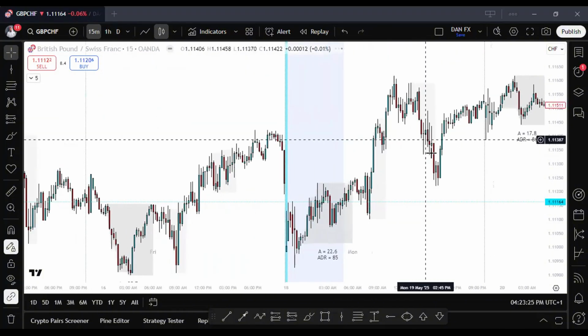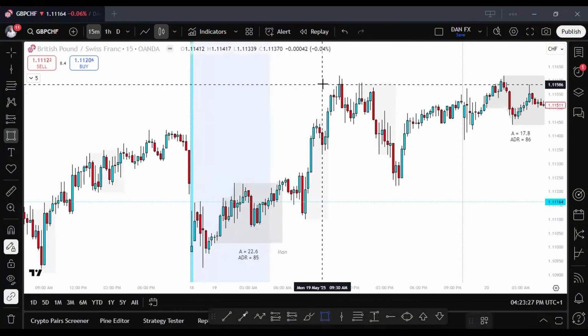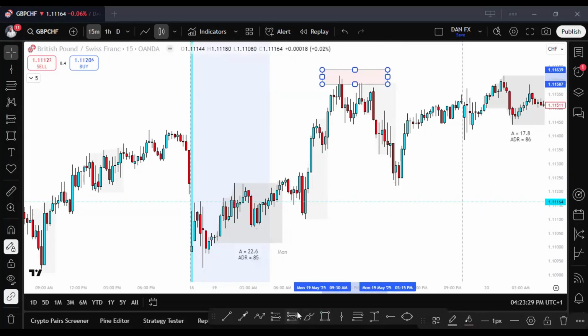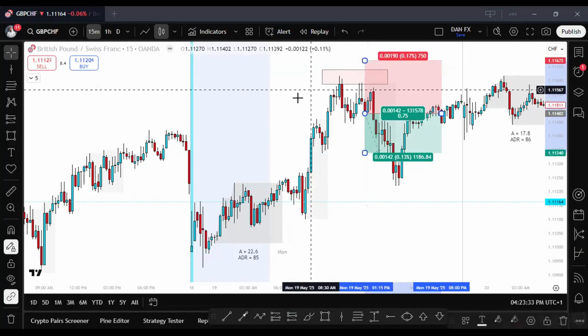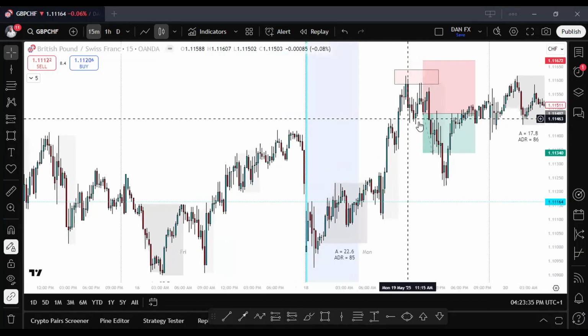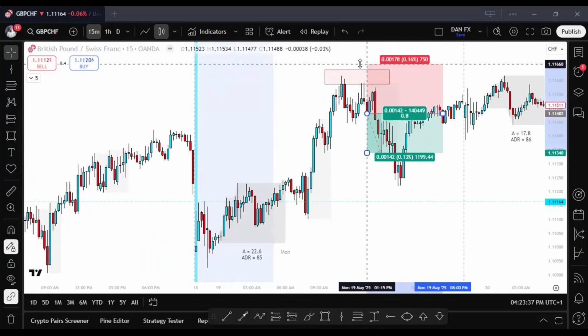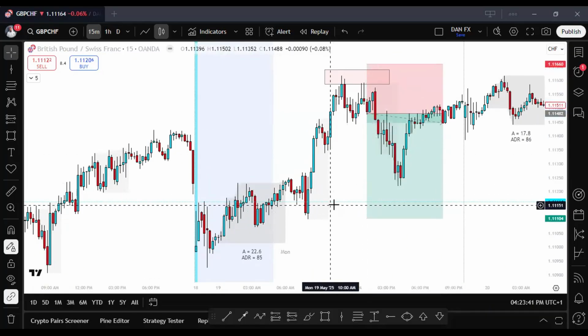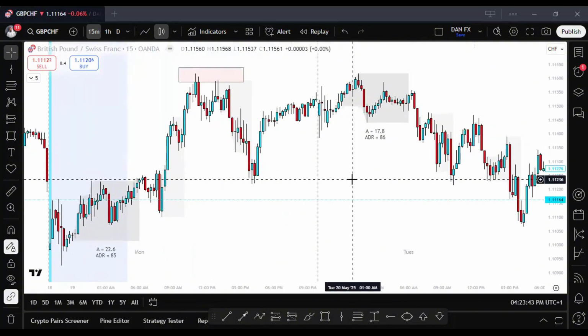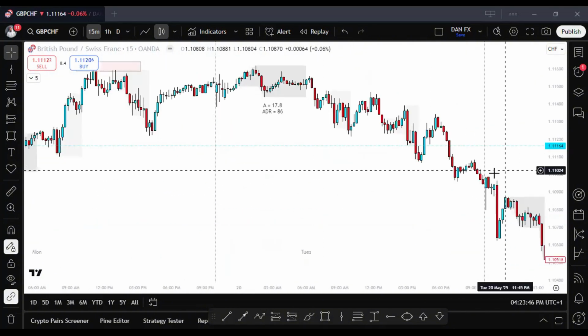We have an M formation at this high here. I would have entered probably here, stop loss above. Okay, yeah, I won't enter this trade. I entered this trade on Monday, but didn't get to my TP. It came back for a break even. I remember that trade.